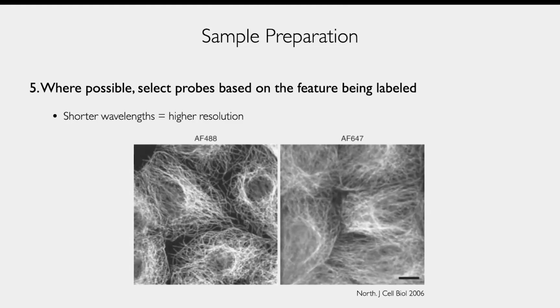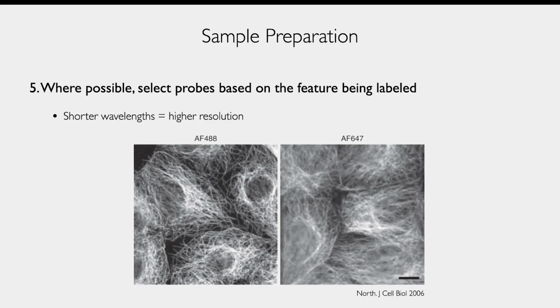So if you're labeling something that's very fine, like, in this case, microtubules, maybe it's best to use a shorter wavelength probe, because then you'll have better resolution when you're imaging. People know that shorter wavelengths can give you higher resolution, but the impact is actually quite significant. You can see here, comparing Alexa Fluor 488 to 647, if you're trying to quantify what's happening on the microtubules, you have a much harder time if you use the far red probe.